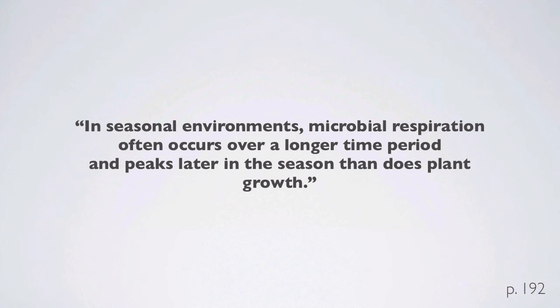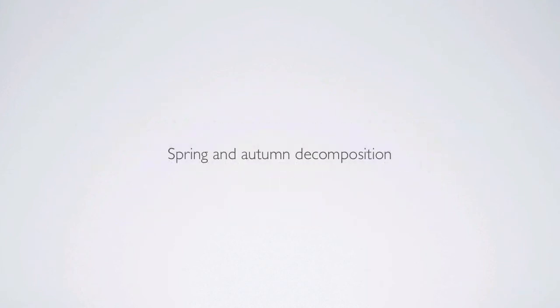But there are offsets between when plant material is produced, when plants use nutrients, for example, and some of the optimal times for microbial respiration. And these offsets are really associated with spring and autumn decomposition. So spring temperatures tend to warm up and microbes can be relatively active, and that's before a lot of the plants have started to grow.